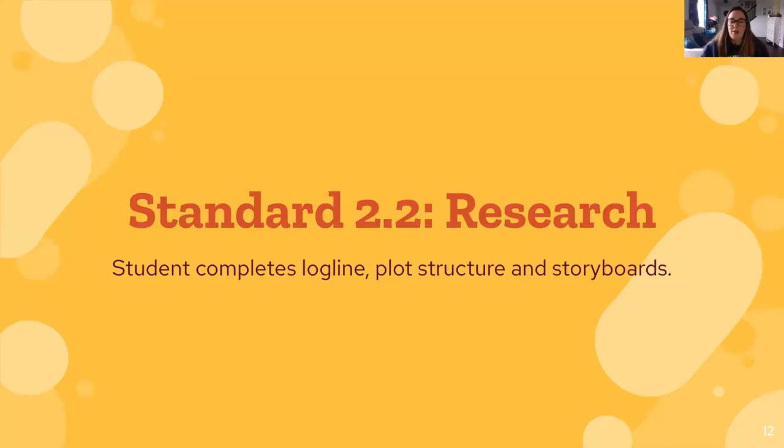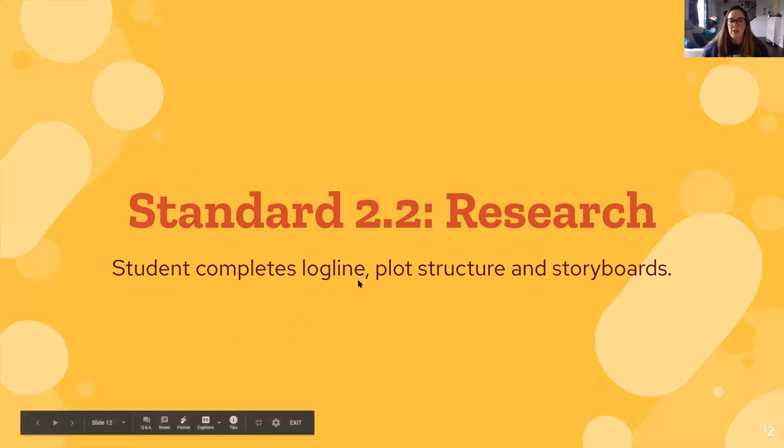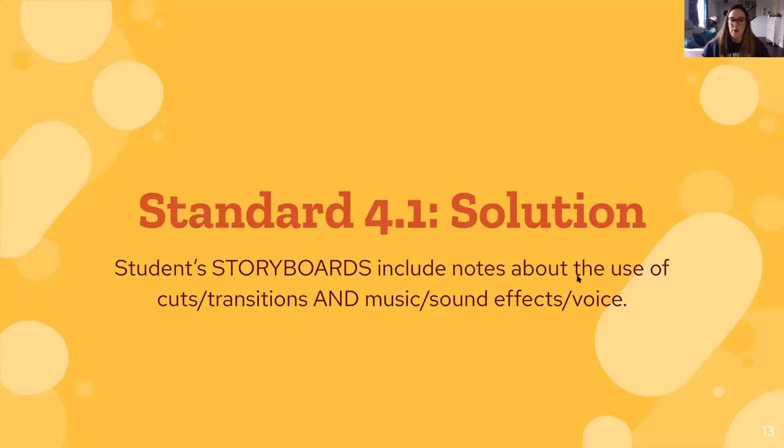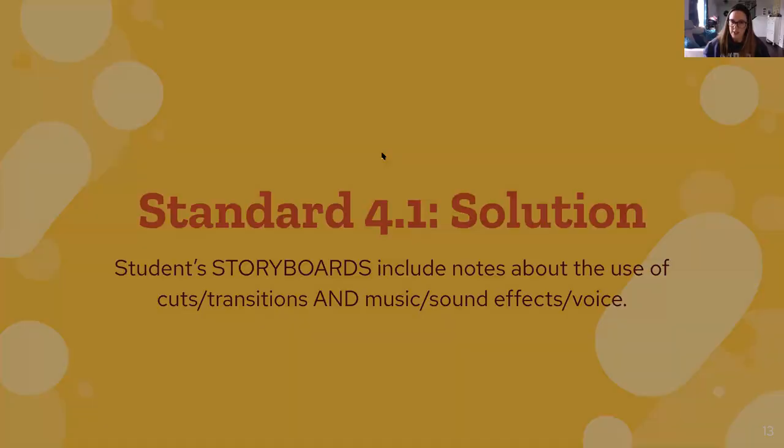And here are the standards that you'll be assessed on. For 2.2, I'm going to look at your log line, your plot structures, and your storyboards to make sure that you've done all the planning. And then 4.1 is the solution. Does the storyboard include notes about the use of cuts/transitions and music/sound effects/voice? Okay, so that's what I'm looking for to meet those objectives.